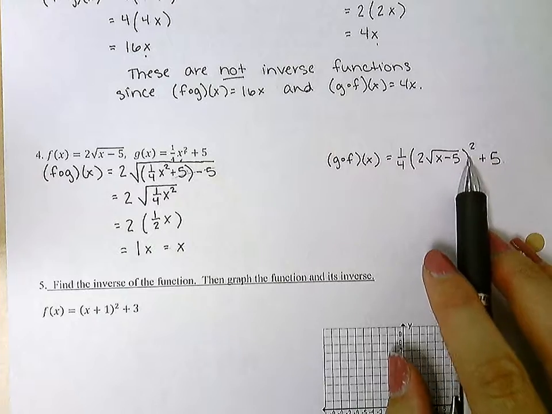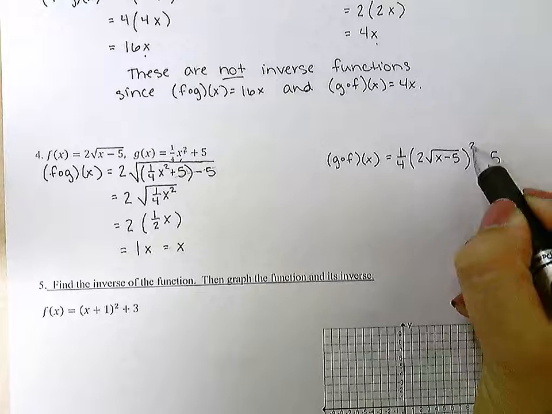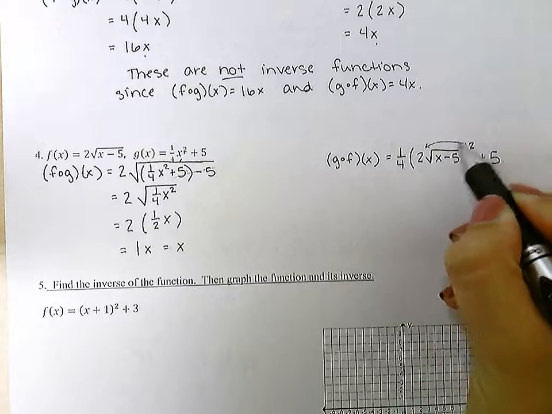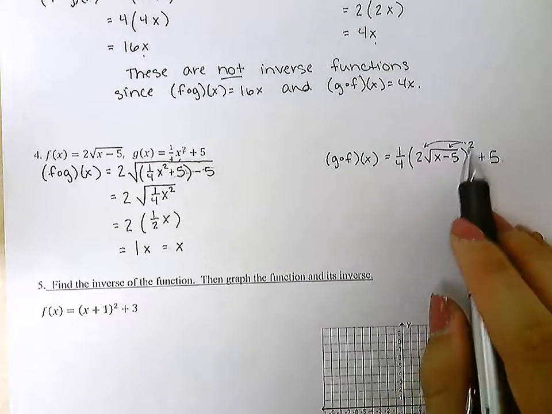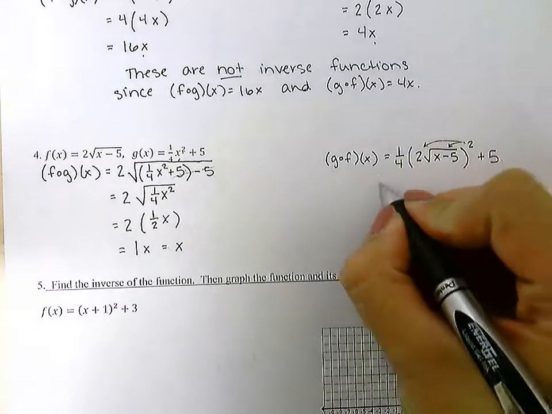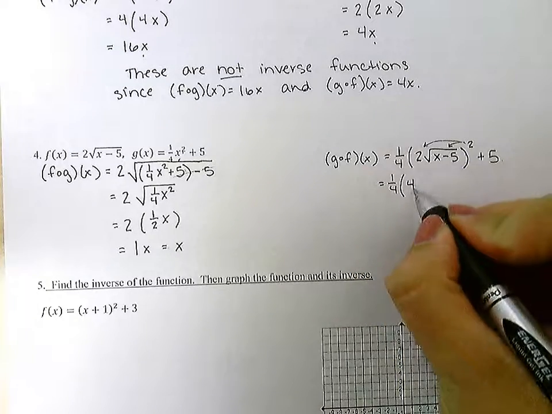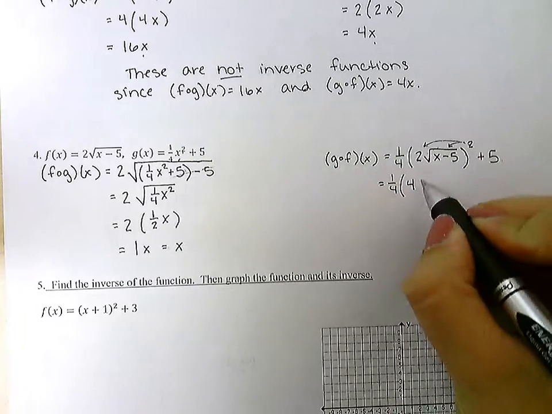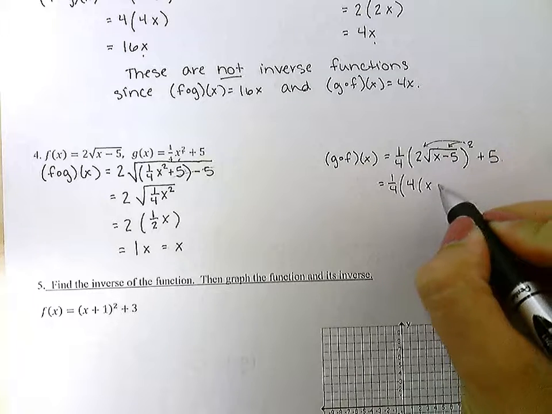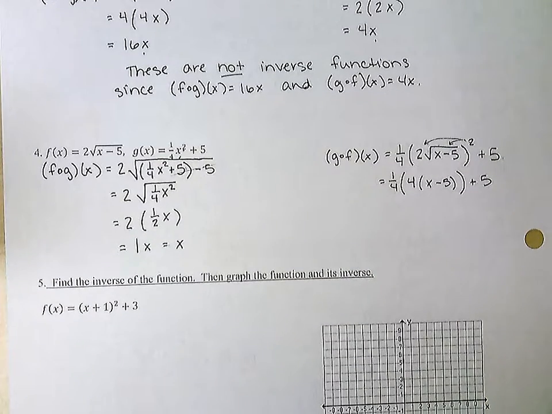So I want to square this. Since these are multiplied together, I can again distribute my square. If they were not, then you'd have to FOIL that out. So I'm going to distribute that square. So I still have 1/4. Okay, now I have 2 squared is 4. And then my square and my square root will cancel each other out. So I'm left with x minus 5. And then a plus 5 at the end. Don't forget that.